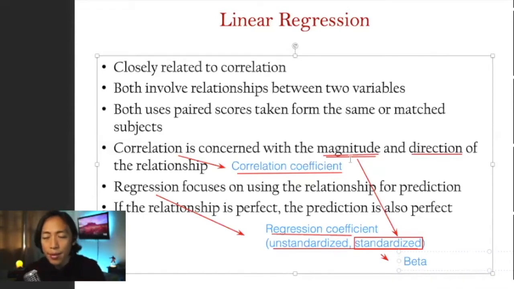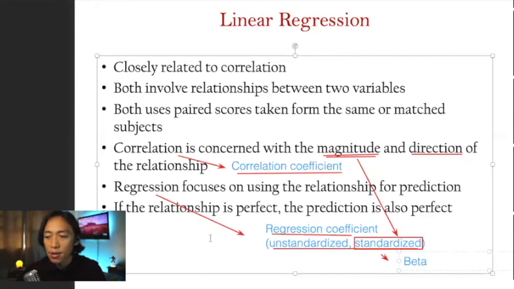Great. So my point is that although the slide says that correlation is concerned with the magnitude and direction of the relationship, that doesn't mean that regression coefficients or linear regression do not say anything about magnitude and direction.